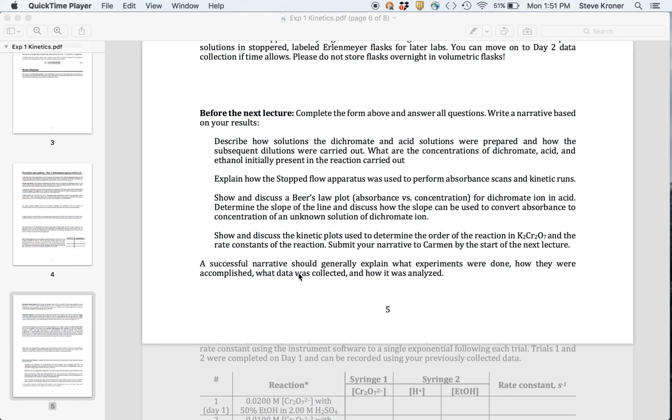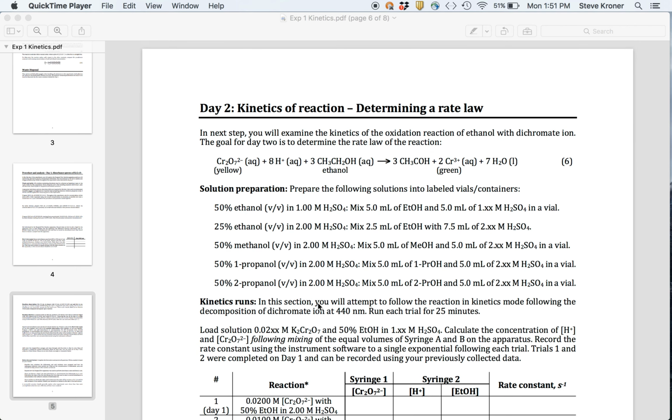We're going to talk about this in class, but a narrative is something that explains to us what you did. So it should be: in this experiment, I mixed together these chemicals for this amount of time, did this to them, and I observed this, and from that I can conclude this. It's a summary of what you had done and accomplished here in this first day.